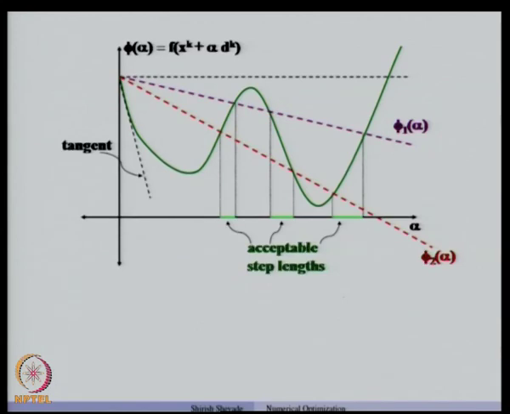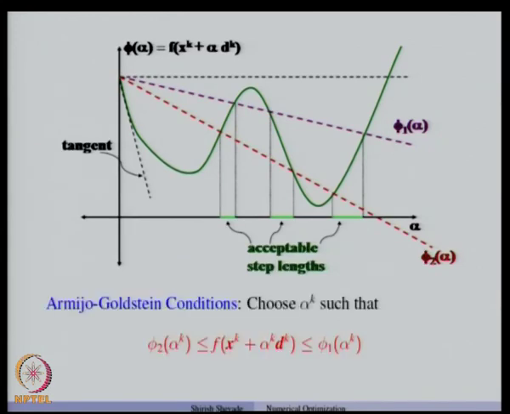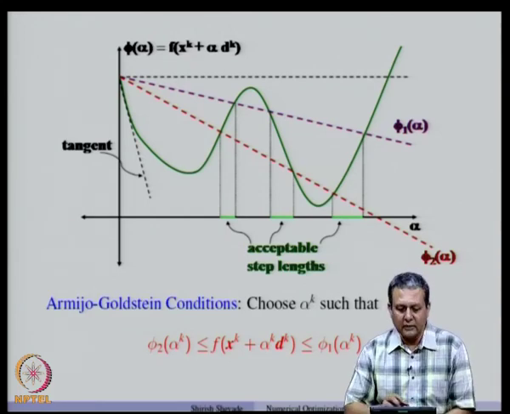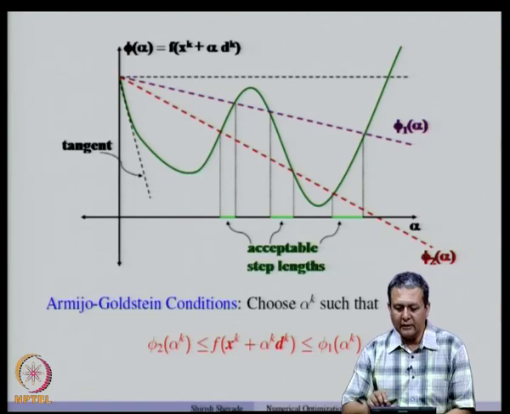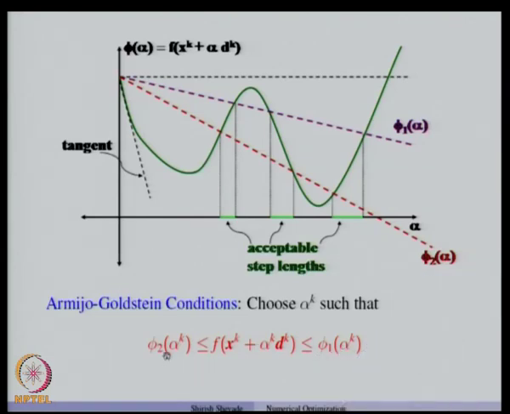Now, if we combine them, then we get what are called Armijo-Goldstein conditions for inexact line search. So, according to these conditions, we choose alpha k such that f of x k plus alpha k d k is less than or equal to phi 1 alpha k and greater than or equal to phi 2 alpha k, where phi 1 and phi 2 are defined using the constants c 1 and c 2, which are fractions. So, c 1 is in the open interval 0 to 1 and c 2 is in the open interval c 1 to 1.